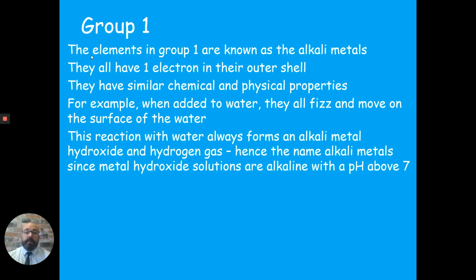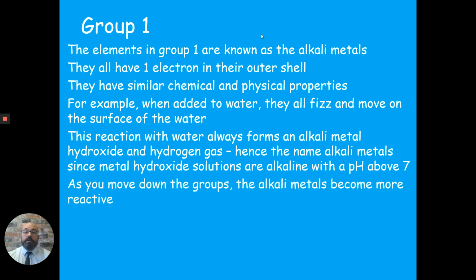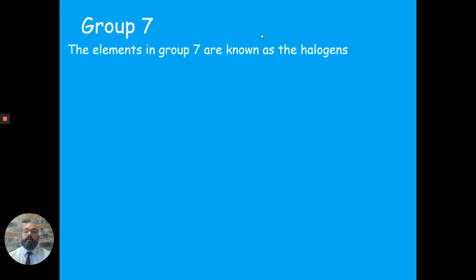Through that reaction with water, they always form an alkali metal hydroxide and hydrogen gas, which is why we call them the alkali metals, because they have a pH above 7. Okay, so any alkali metal will form an alkali metal hydroxide. So sodium will form sodium hydroxide, lithium, lithium hydroxide, and so on. Hydrogen gas we can test for with a lit splint, and it gives a squeaky pop. And as you move down the group, the alkali metals become more reactive. So lithium is the least reactive, moving down to the slightly more reactive sodium, then more reactive potassium, and all the way to the bottom with francium.